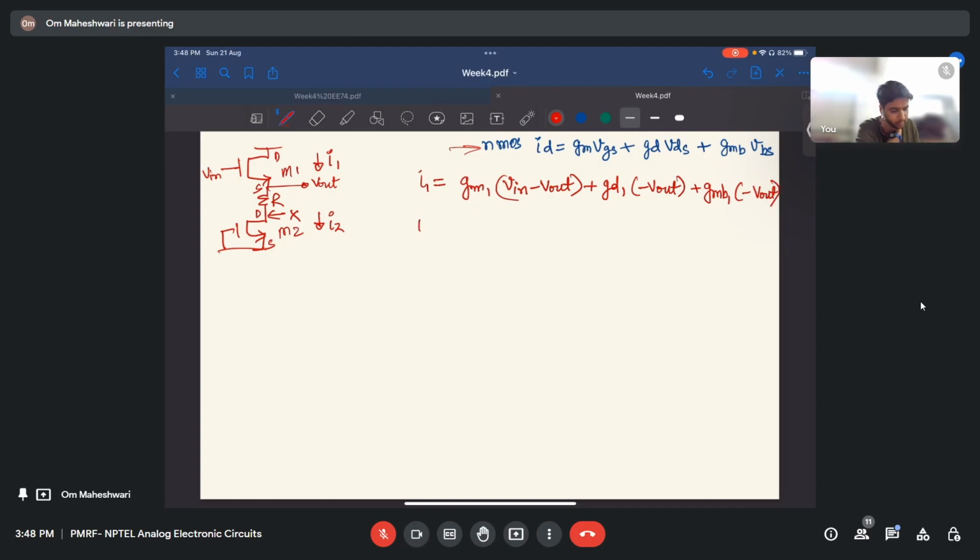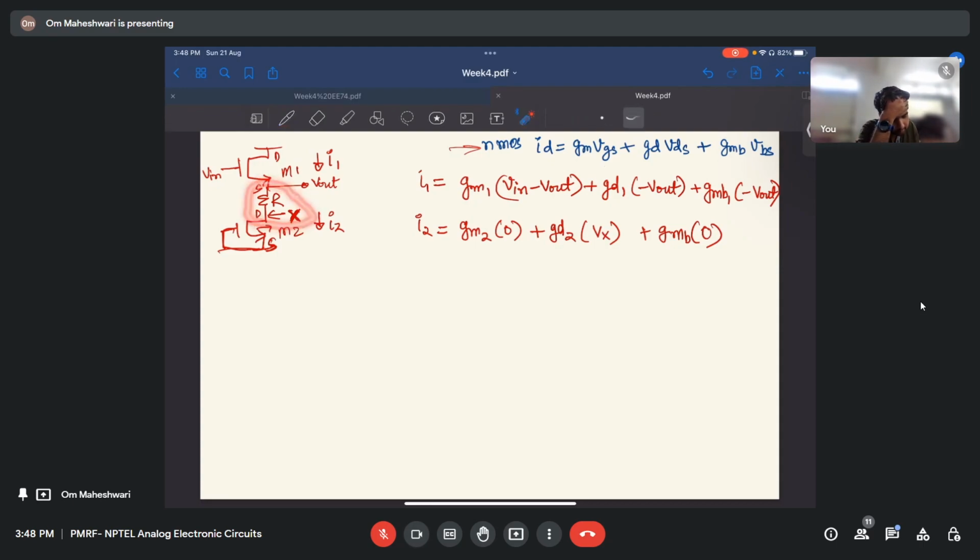Okay. And I2 is GM2 VGS. VGS is 0, it is short, plus GD2 VDS. I've taken it as X again, this point, VD2 VX plus GMB 0, because source is grounded and body will also be grounded. So these are the two equations. So again, now the thing that is different here is we will get an equation in terms of resistor also.